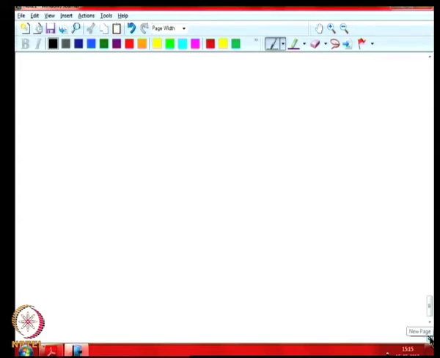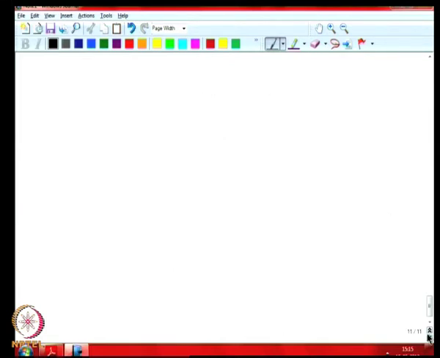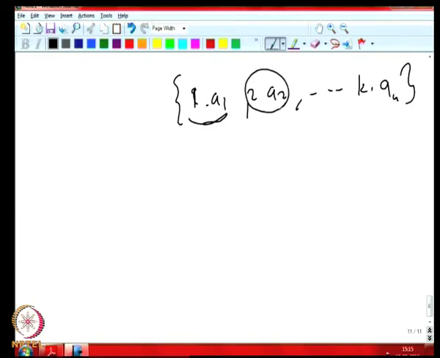So, one neat way of writing it is, for instance, this is 3A1. We can write it as 3A1s, and here 4A2s, and say 2A3s, and so on. This is one possible way of writing it. When it is a finite set, we can just write 1A1, right, 2A2, something, and then say some KAN, right. That means A1 has appeared one time, A2 has appeared 2 times, AN has appeared K times and so on, right. So, this is going to be our notation for multisets.